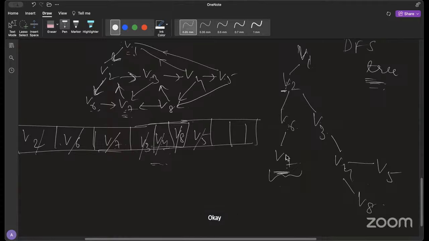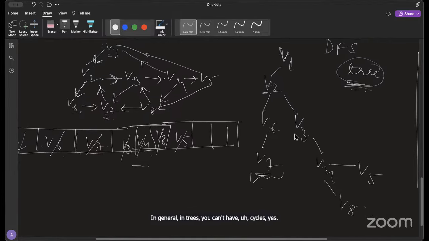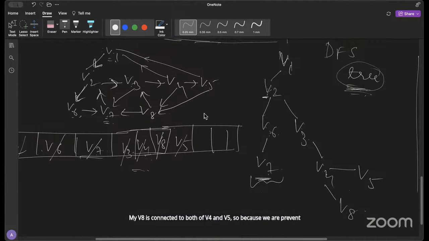So in a tree we have to keep these things in mind: it cannot have a cycle, whether it is BFS or DFS, because it's a tree. In general, in trees, you can't have cycles. And V8 is connected to both V4 and V5. Because we are preventing cycles, you have connected V8 to V4, and I can also connect V8 to V5, right? Yeah, you can.